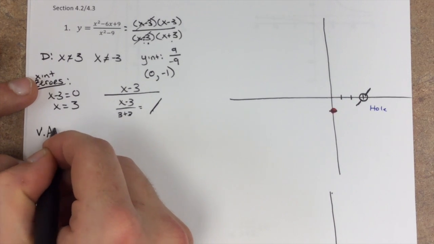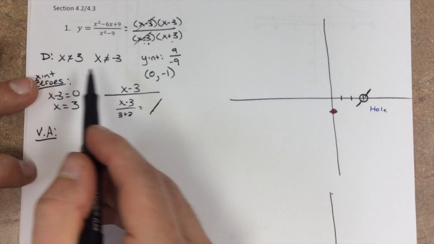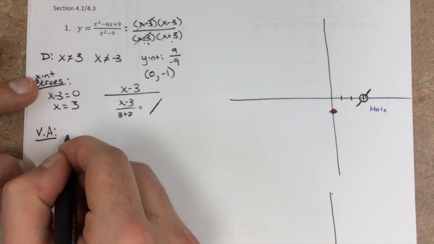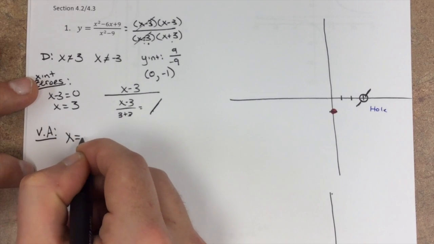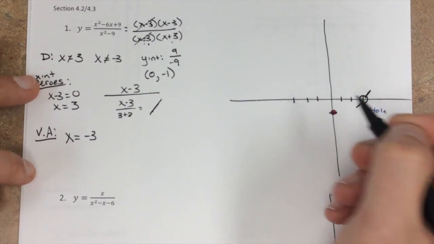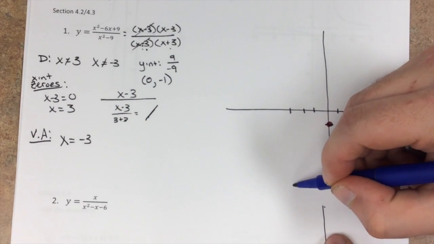Next, I want my vertical asymptotes. So my domain, I already have x cannot be 3. So my only vertical asymptote is going to be at x equals negative 3. 1, 2, 3. And I'm going to put that on the graph.